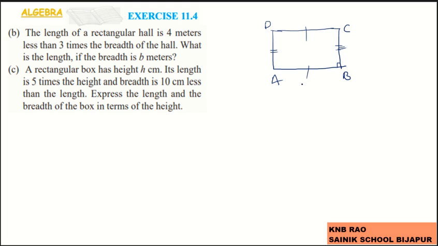Now, the length of the rectangular hall is 4 meters less than 3 times the breadth. That means the length is depending on the breadth. So if I assume that the breadth of the room is b, then 3 times b, 4 meters less, will be 3b minus 4. So let the breadth of the rectangular hall be b meters; the length of the rectangular hall will be 3b minus 4. So we expressed length in terms of breadth.